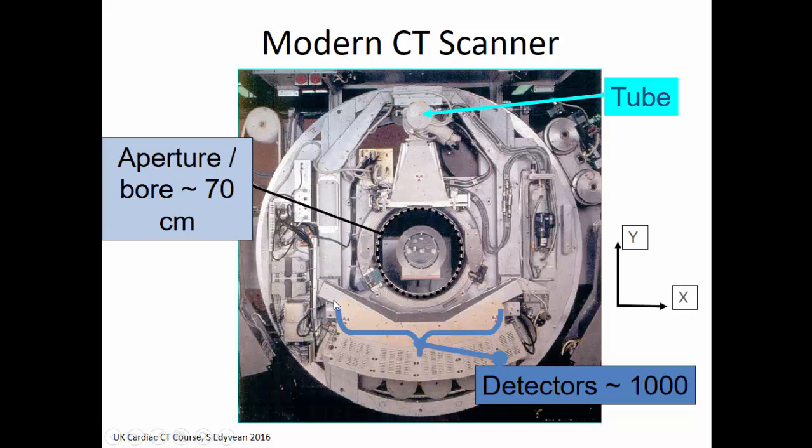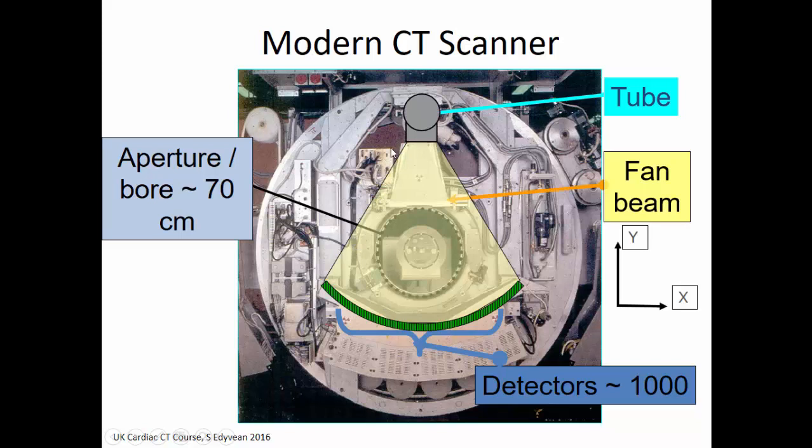And you have a fan beam of X-rays, and this is your scan plane, your XY axis, and along the patient is called your Z axis. Normally there's about 1,000 detector elements in this arc.